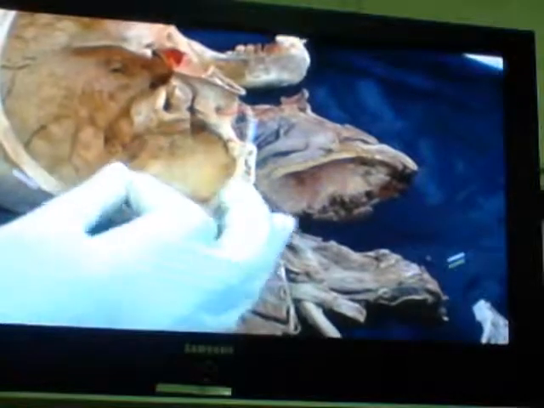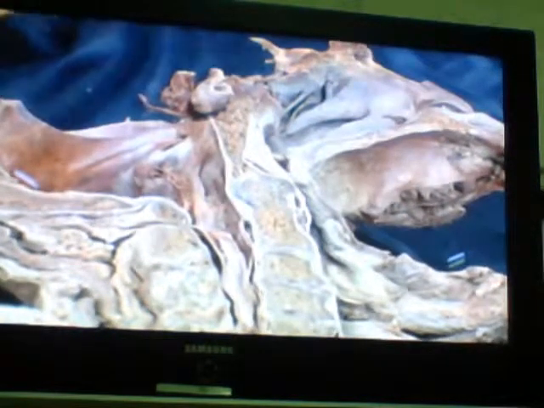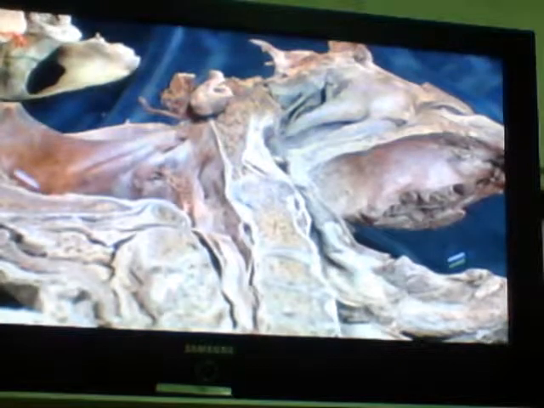And then 6 runs forward. When you leave the cavernous sinus, which is on the side, where's the next big place you're going to? Next place is going to be the superior orbital fissure. So 6 is going into the orbital fissure, and when he goes through the orbital fissure, he has 2 choices. What can he do?